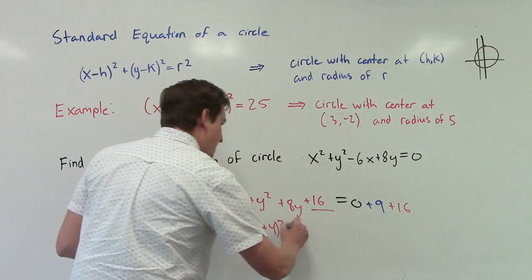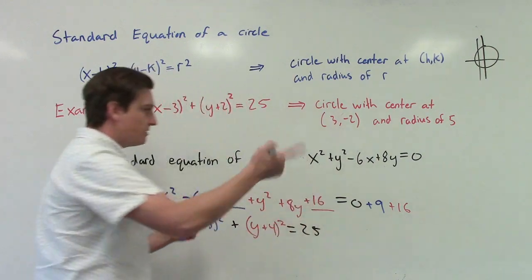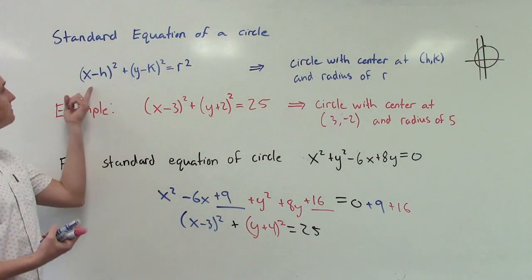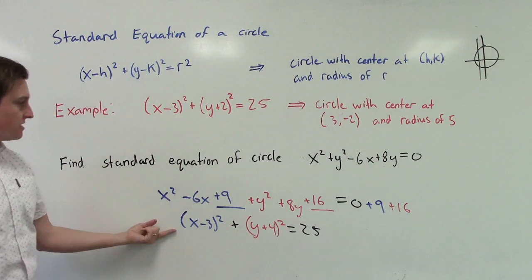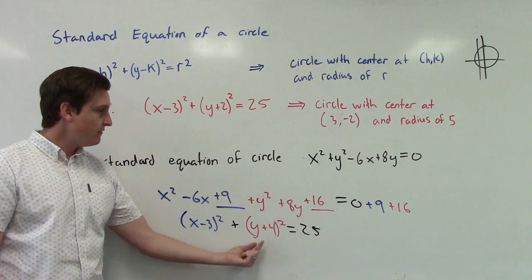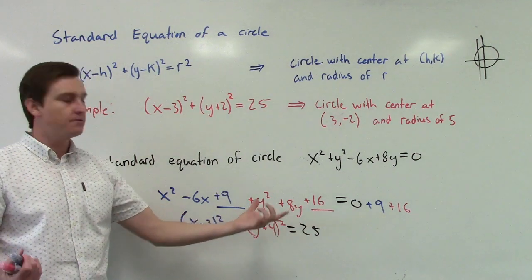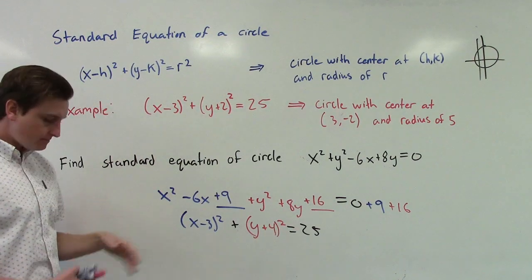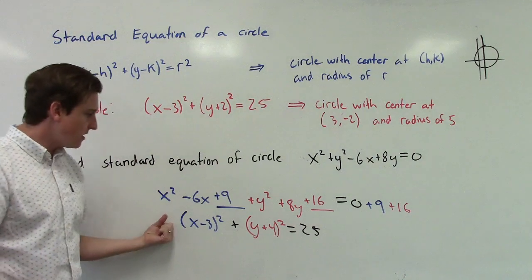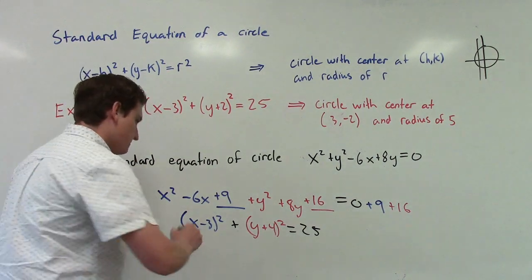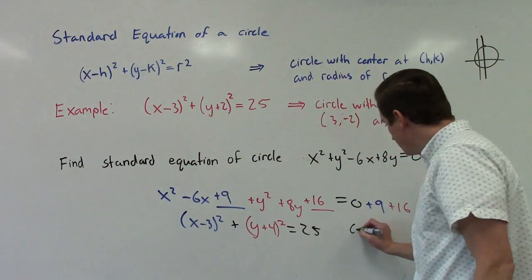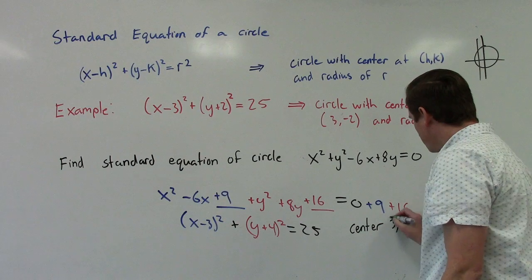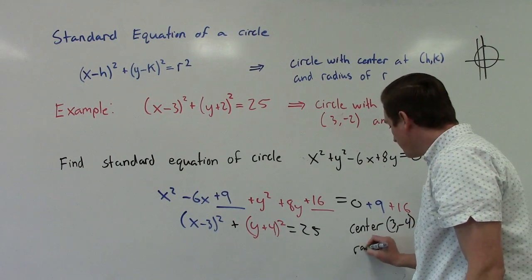Okay? On the right-hand side, we have equals 25, because 0 plus 9 plus 16 is 25. Right? Awesome. So that's our standard equation of a circle. We got it. So this guy is centered at 3, negative 4, and it has a radius of 5. So it's similar to this one. I didn't mean that to happen. It's just kind of a coincidence that it came out that way. But if we wanted to know the center of this circle, write it over here. The center would be at 3, negative 4, and then the radius is 5.